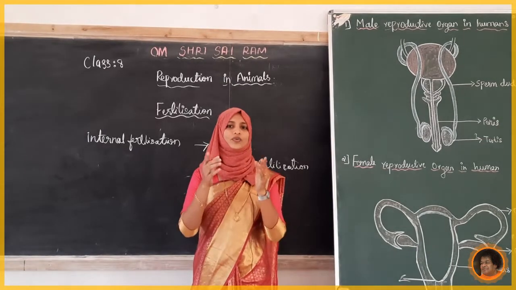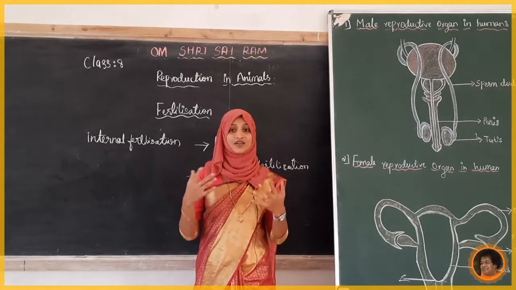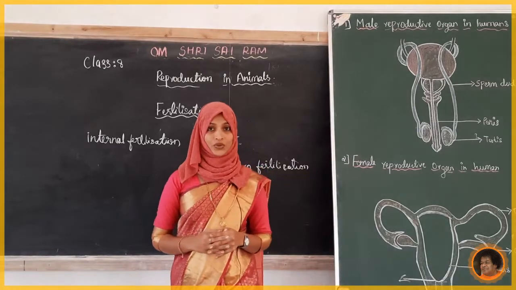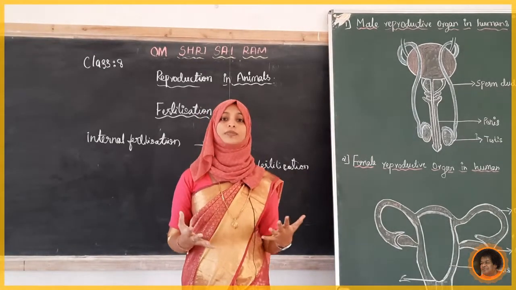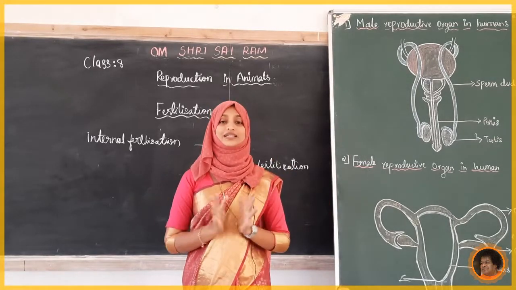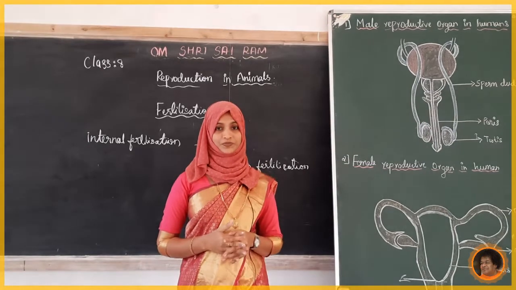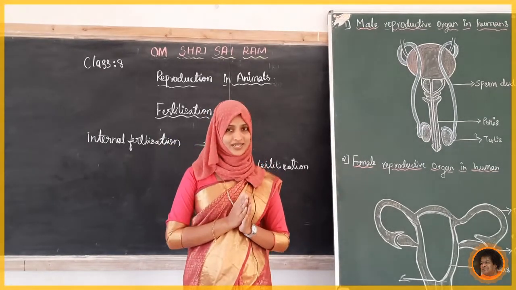Now we have explained about ovulation also. We come to know what ovulation is. After ovulation itself, the fertilization takes place. If it is a healthy egg and healthy sperm, surely fertilization takes place and there is formation of the zygote. This is all about one type, that is internal fertilization.